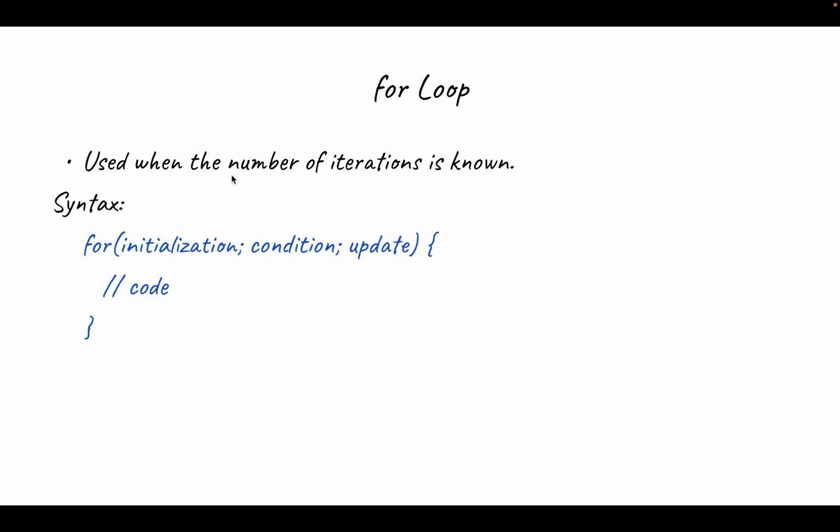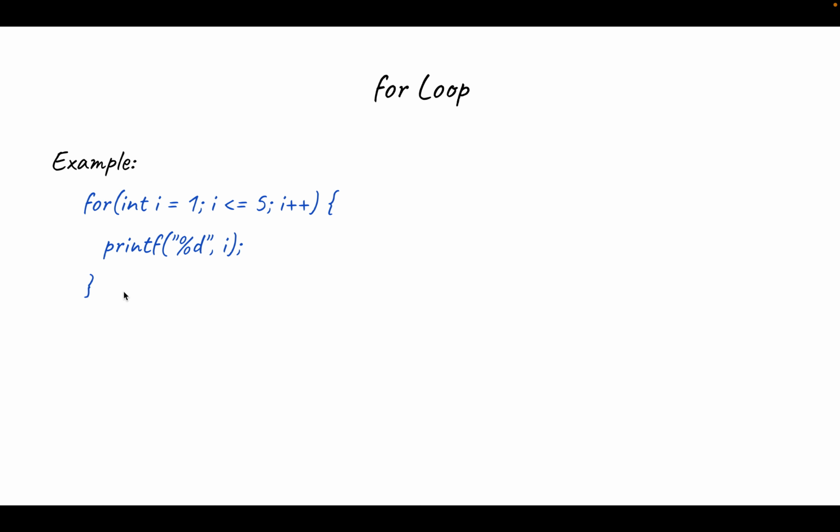The for loop is used when the number of iterations is known. Syntax: for initialization, condition, update, and execute this code. Example: for int i equals 1, this is the initialization, and the condition is i less than or equal to 5, and the update is i plus plus. Print the value of i each time, like 1, 2, 3, 4 and 5, and the condition will be false when the value of i is 6.